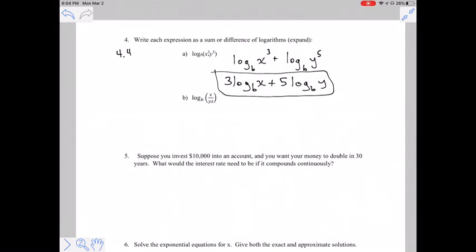For part B, we've got a quotient right there, so we've got to use the quotient rule. Log base b of x minus log base b of y times z. Now we have a product here that we need to expand using the product rule. So this is going to expand into log base b of y plus log base b of z.